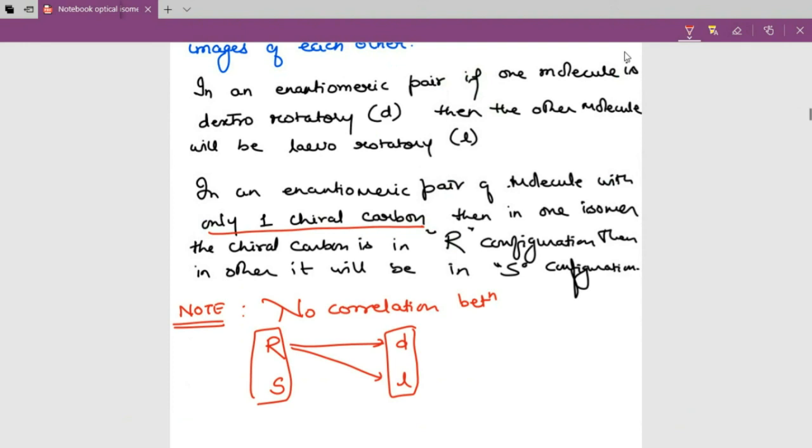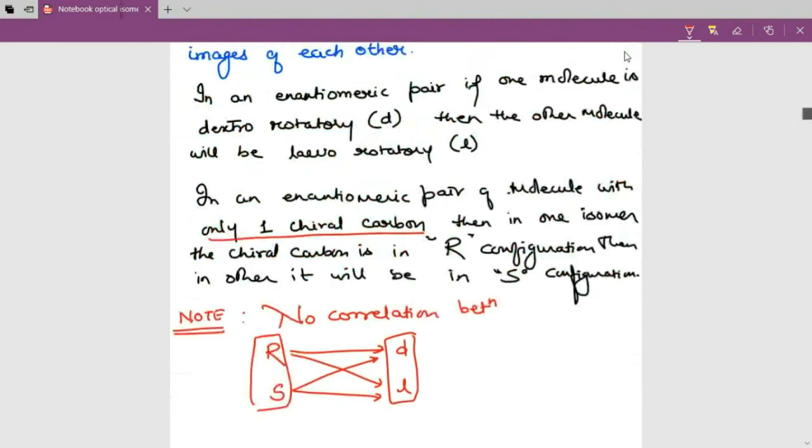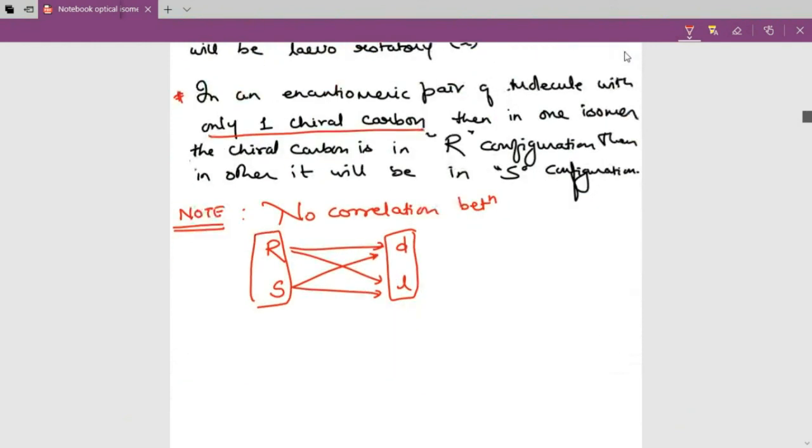Okay, a molecule could be R, could be S, and it could be dextro or levo. There is no fixed thing that if it is R, it has to be dextro. Similarly, an S isomer can be dextro, can be levo. There is no correlation. Okay. Let me come to my next point, we made some important conclusions. Let me mark those.